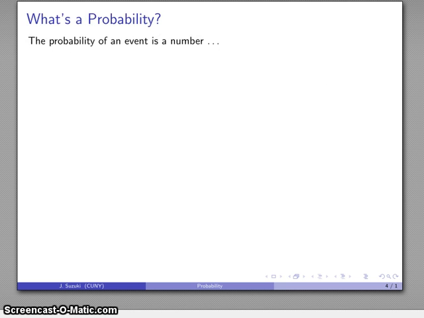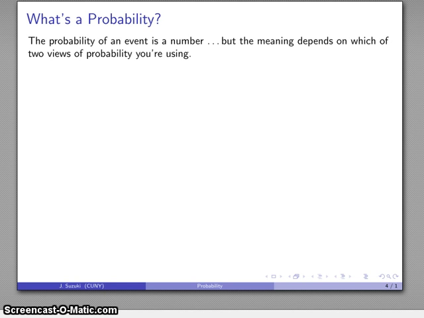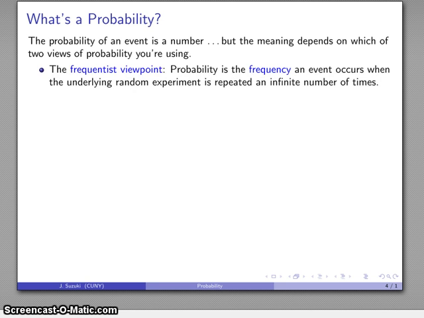Now, the probability itself, we haven't yet defined it. It's a number, but what that number tells us depends on which of two views of probability you're using. Both views are important. It is not a question of one view being right and the other one not. Both views are important. It depends on the context.